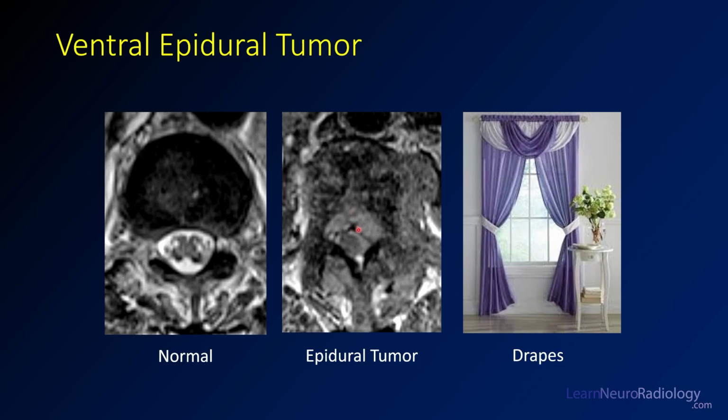And what that eventually results in is you get an appearance that looks like curtains or drapes. So it's tacked down in the center, kind of bulging out like that. Very similar to drapes here in this one. It's called the curtain sign or drape sign, and you can see that pretty frequently when you have epidural tumor.